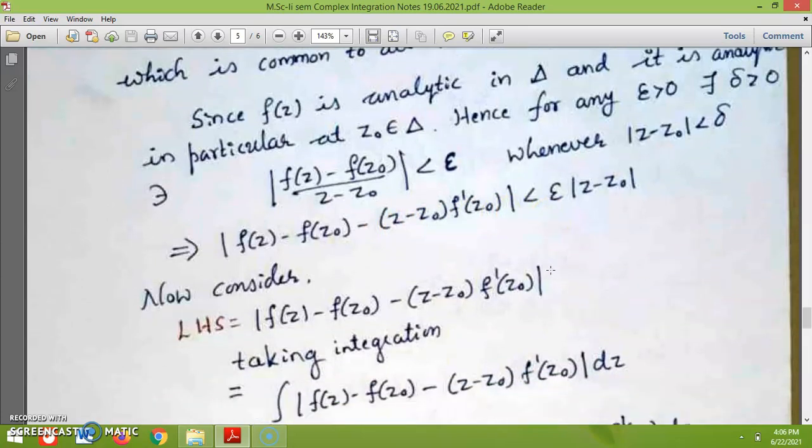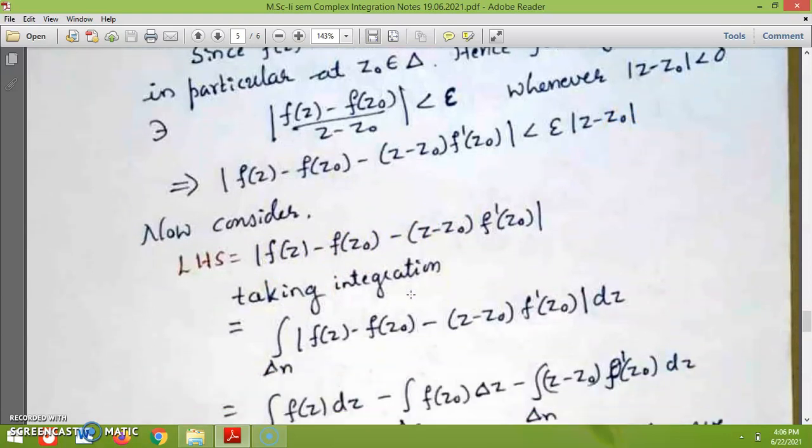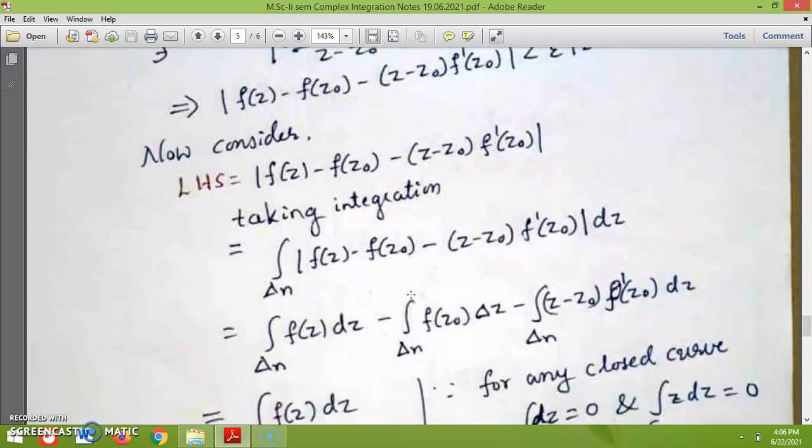So now we consider the left hand side expression of this total expression. So what is this integration? Just by taking the integration over the triangle delta n, the n number of divisions in the main triangle we have made. Our aim is to find the result of that division. So now we have the integration here. We are taking integration through this modulus of that expression. So then we arrive at that.